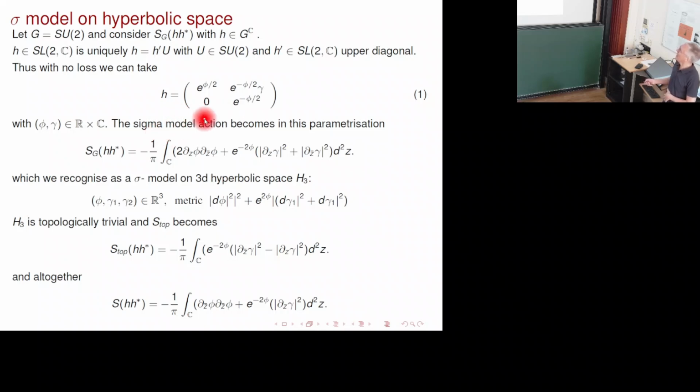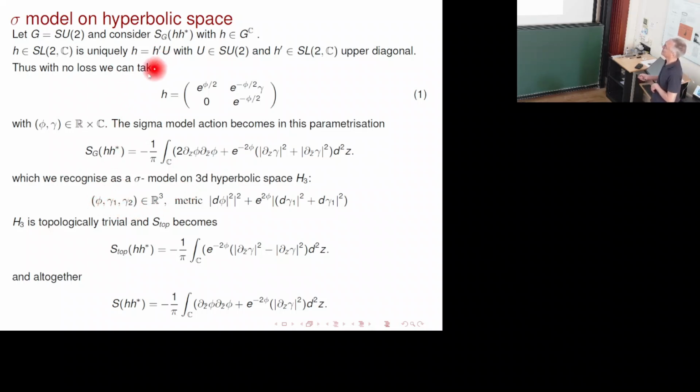Now if you plug such a parameterization into the sigma model action which we had before, you end up with such an action function. Rather nice, right? There is a sort of Dirichlet energy of the phi, some Dirichlet energy type thing of the gamma, but that's multiplied by the exponential of phi, so it's not exactly. It's a very non-linear thing. If I compare it to what we had in the sigma model, this is exactly what you would get if you take the 3-dimensional hyperbolic space.